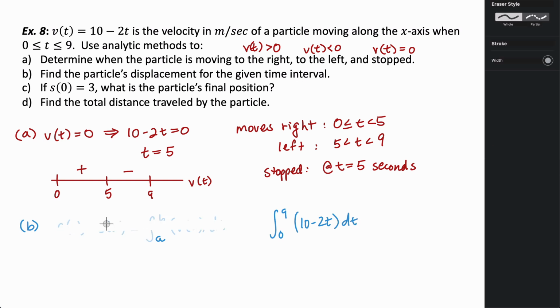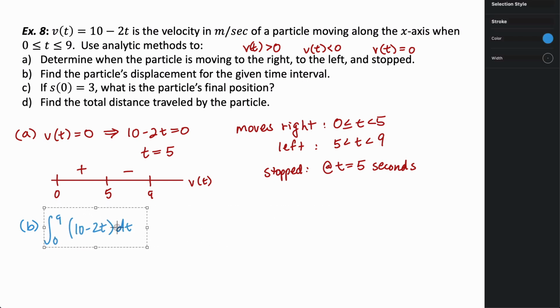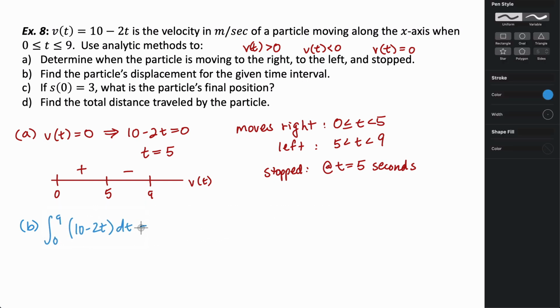Okay, so I don't need this. Let's just move this over here. So the antiderivative of 10 is going to be 10t. The antiderivative of 2t is 2t squared over 2, which is just going to be t squared. And we want to evaluate this from 0 to 9. And this is giving us the displacement.